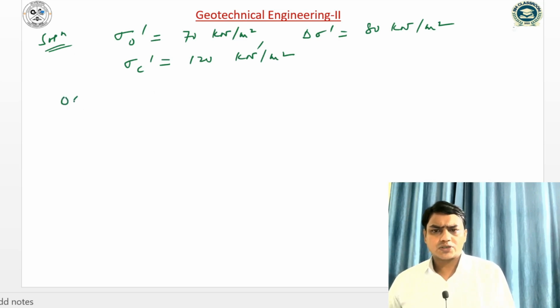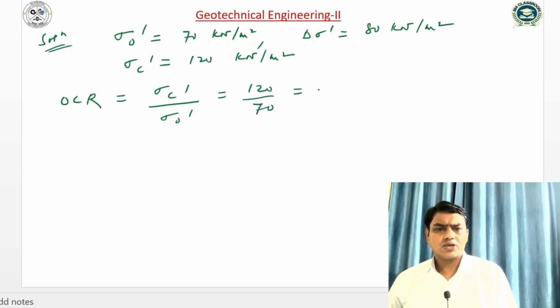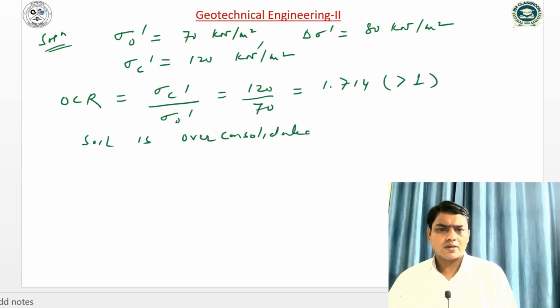If I compute the over consolidation ratio, OCR is equal to past overburden pressure or pre-consolidation stress divided by present overburden pressure. So it will be 120 by 70, that is 12 divided by 7. So it is coming 1.714, which is greater than 1. So the soil is over consolidated. Now in case of over consolidated, there are two cases.